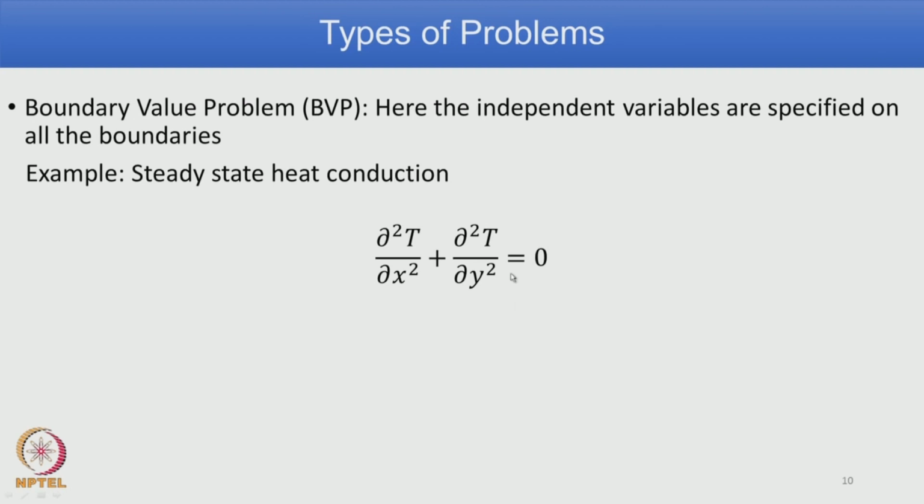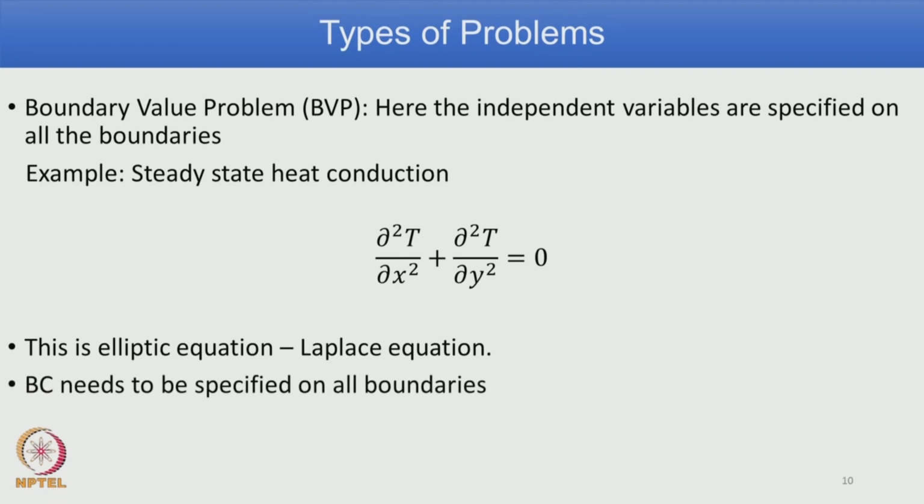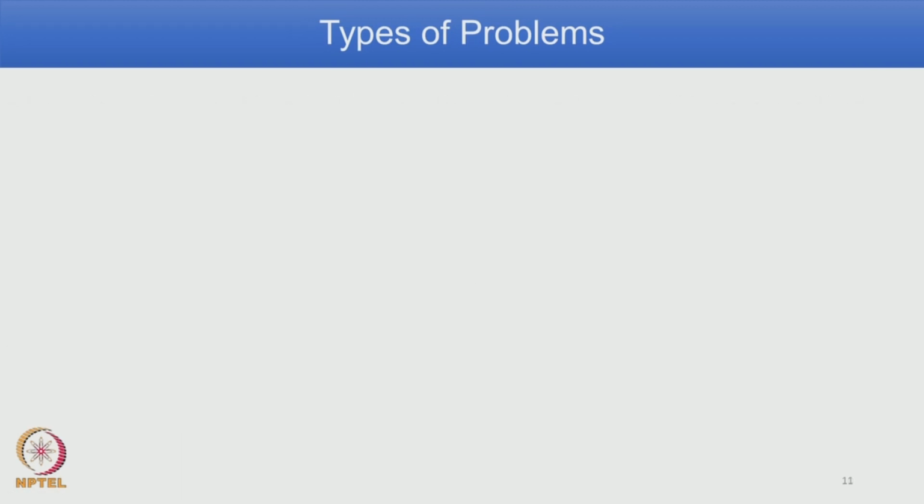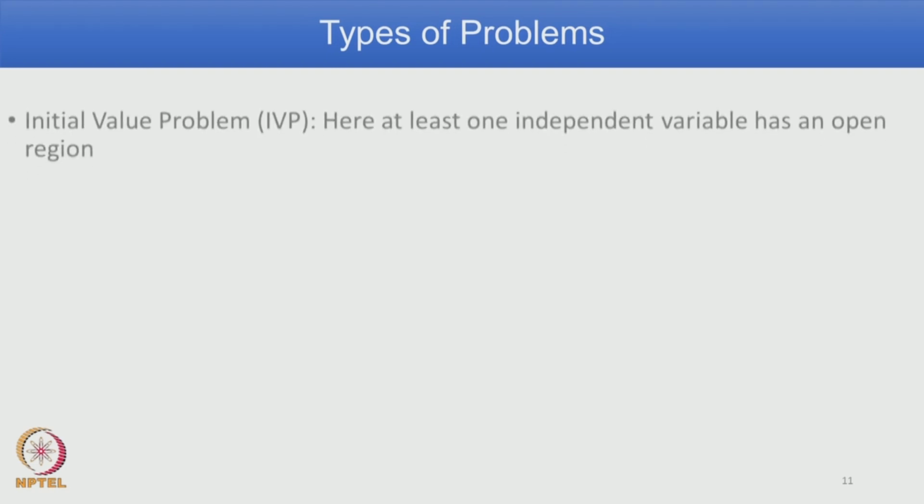∂²T/∂x² + ∂²T/∂y² equal to 0, and we know from the previous class this is a Laplace equation, and this equation falls under the elliptic nature of solution category. Now, boundary condition is specified on all the boundaries. In this, the variable is temperature T and the domain goes in x as well as in y. So, you specify boundary condition in all of x and y.